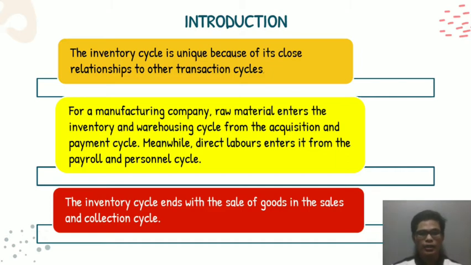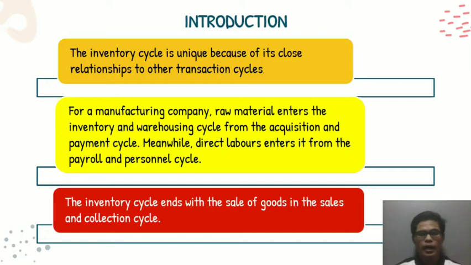For an introduction, let's take a look at what the inventory and warehousing cycle is. The inventory cycle is unique because of its close relationship to other transaction cycles. For example, for a manufacturing company, raw material enters the inventory and warehousing cycle from the acquisition and payment cycle. Meanwhile, direct labor enters it from the payroll and personnel cycle. The inventory cycle ends with the sale of goods in the sales and collection cycle.